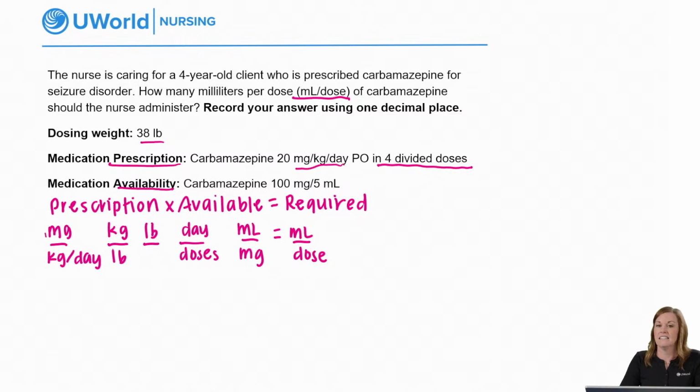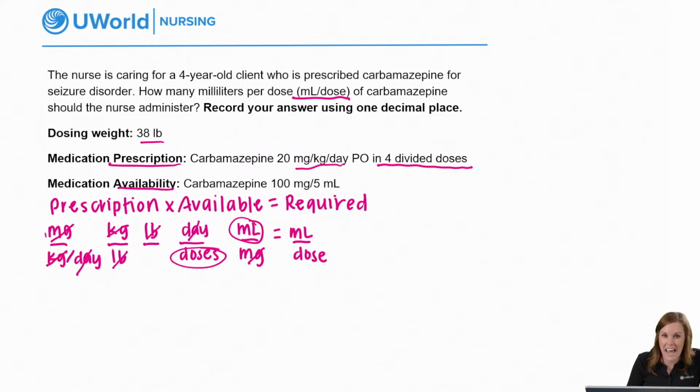Okay, so looking at this, let's do our exciting cross out, which makes it all nice and neat and clean. Again, this is weight-based medications. We're going to cross out our kilograms, our pounds, our milligrams, and then cross out our days. So now we have nice and neat milliliters on the top, doses on the bottom, and that's what we're looking for for our required calculation.